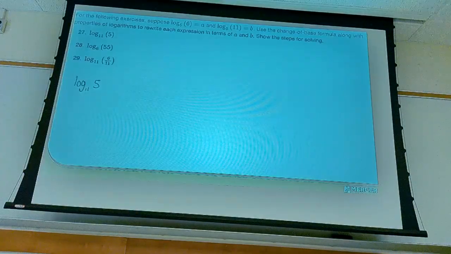So we don't just put that into a calculator? No, because they told us A and B, so we want to write it in terms of A and B. Well, they gave us base 5, right? Yeah. So we want to convert to base 5. Oh, so we would do a log 11, or just 11? Log base 5 of 11.